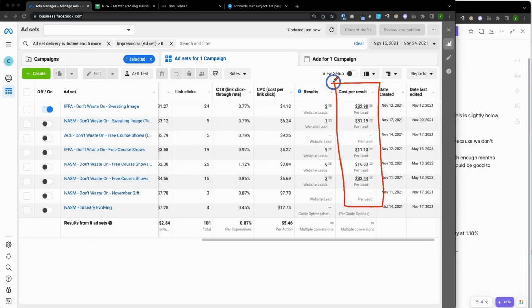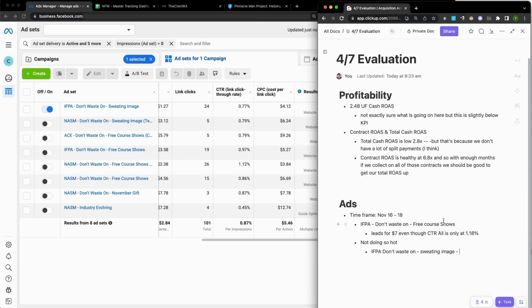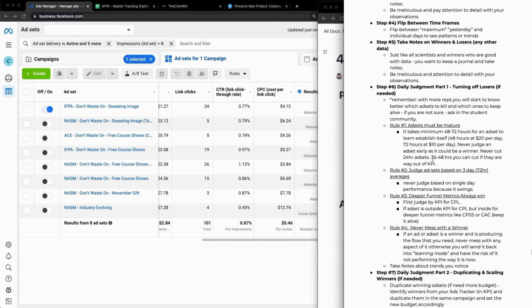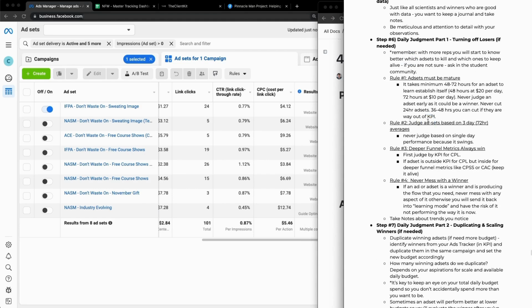So right now the deepest funnel metric I have is the cost per lead, but then I could set up the columns to show up if I had the workflow set up to be able to see the customers in there. But overall, just looking at only the lead generation metrics, it does look like these ads are not doing too hot. And so definitely I would potentially be shutting off some of these winners, right? So turning off some of these winners, but again, making sure that I abide by the rules.